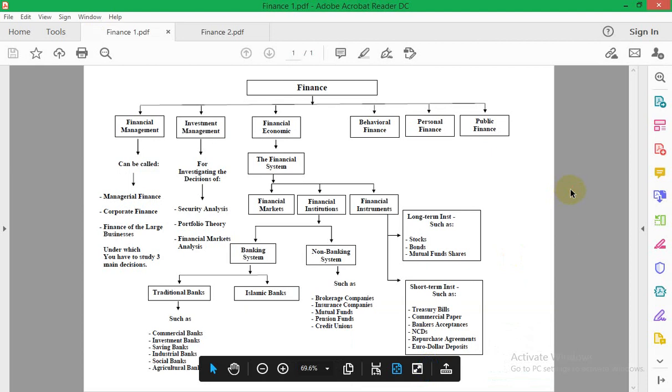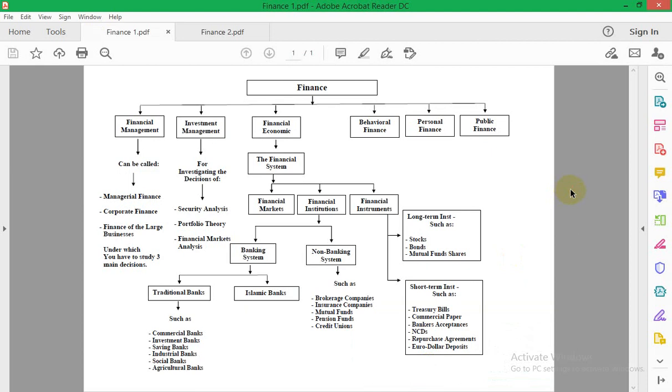Today, it's our first lecture about Principles of Managerial Finance, on a specific financial management. And before talking about the financial management, we need to know what is the meaning of finance and what is the meaning of management, and third, what's the meaning of financial management.